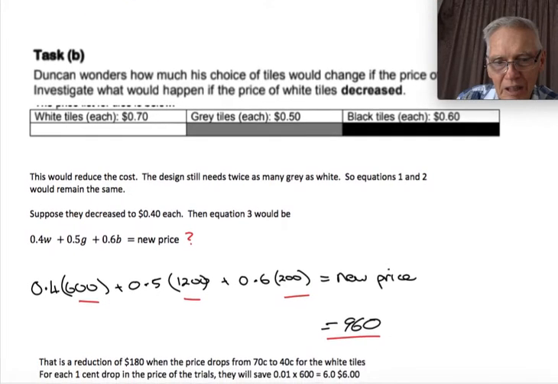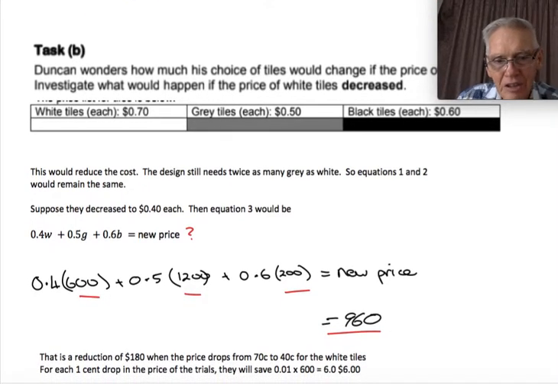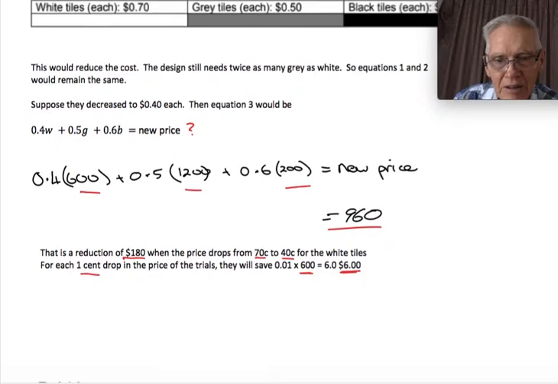This is relational thinking. So that means you have dropped $180. You've saved $180 when the price drops from 70 cents to 40 cents. So for each 1 cent drop in price, they're going to save a cent for each of the 600 white tiles they buy. So they're going to save $6 for each cent. For each cent dropped, they're going to save $6 when they buy 600 tiles. And that's enough to give you merit.